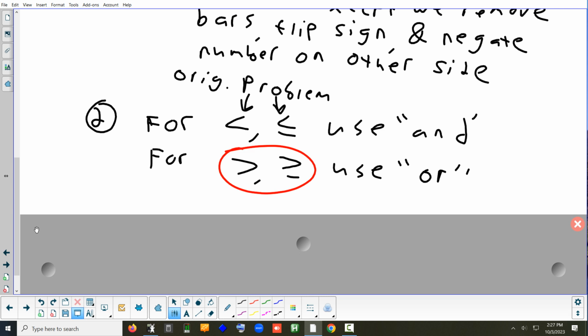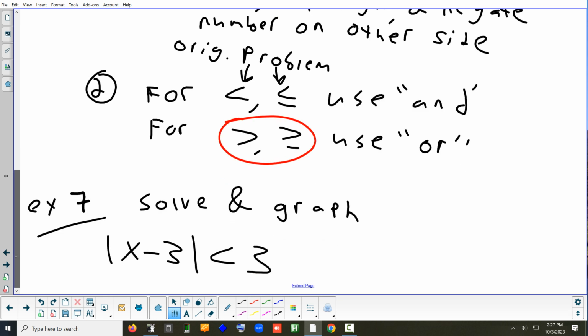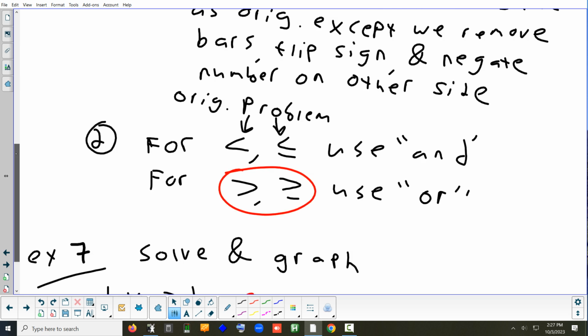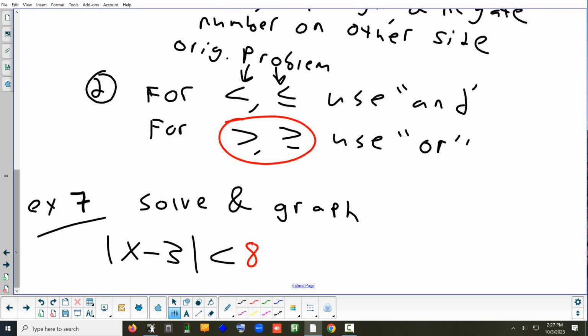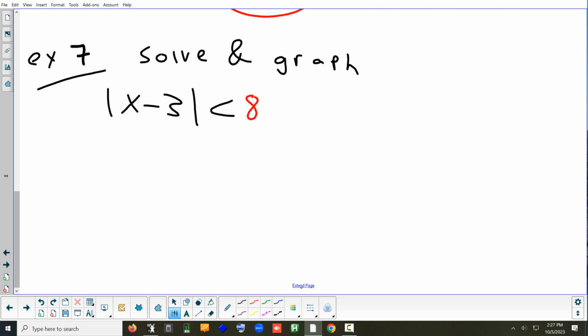All right, let's do this one. I'm just going to change it. I don't like having a bunch of the same number. That can be confusing. Let's do that. So absolute value of x minus 3 is less than 8. Okay, first step. Isolate the absolute value. Is the absolute value by itself? Yeah, so nothing you need to do for that. So we are ready to split it right away.